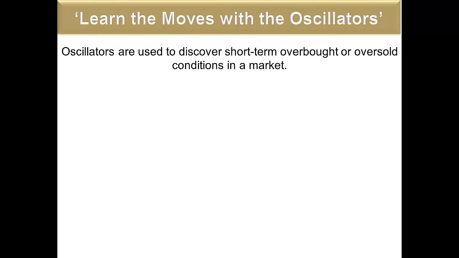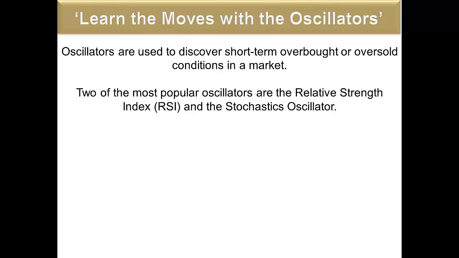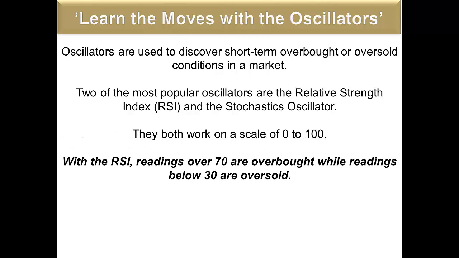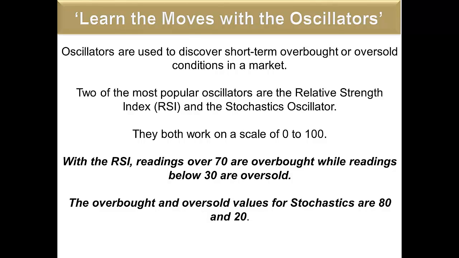Learn the moves with the oscillators. Oscillators are used to discover short-term overbought and oversold conditions in a market. 2 of the most popular oscillators are the Relative Strength Index, the RSI, and the Stochastic Oscillator. They both work on a scale of 0 to 100. With the RSI, readings over 70 are overbought, while readings below 30 are oversold. The overbought and oversold values for stochastic are 80 and 20.